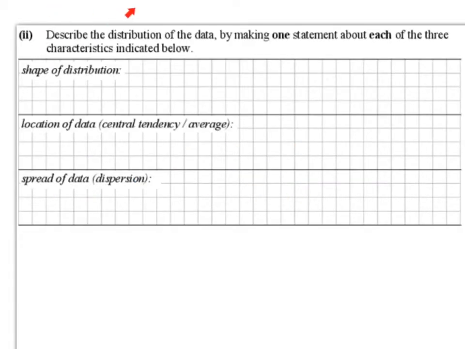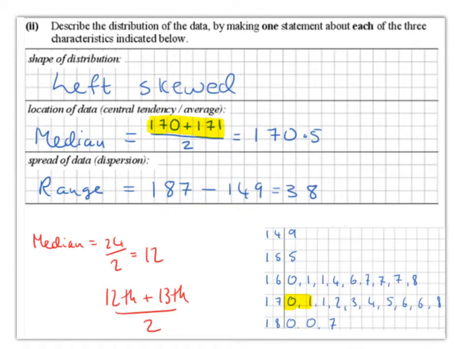Part 2. Describe the distribution of the data by making one statement about each of the 3 characteristics indicated below. So the shape of the distribution. Well, if we have a look at our stem and leaf diagram, we see that most of the values are at the bottom of our stem and leaf. So we say it's left skewed.